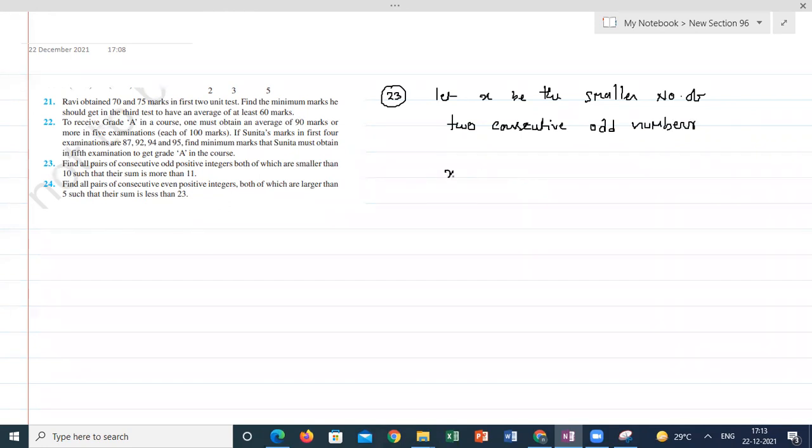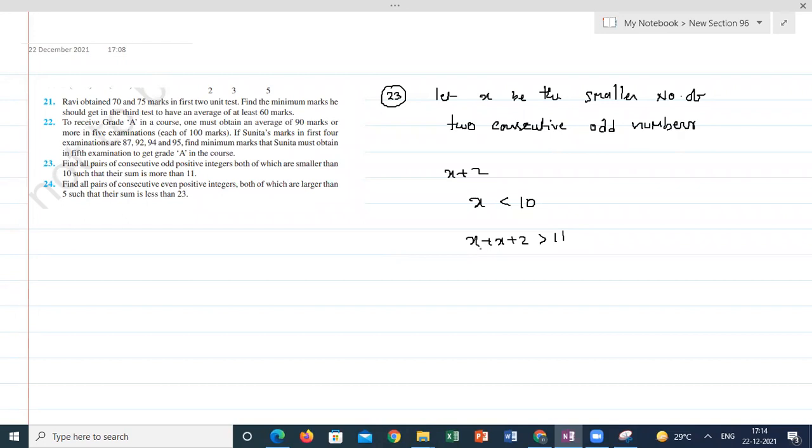So the next odd number is x plus 2. It's very clear. Yesterday I also told you the difference between two successive odd numbers is 2. So what is it saying? The x must be less than 10 and x plus 2 must be greater than 11. Hope you understand what I'm saying. Both the numbers should be less than 10.